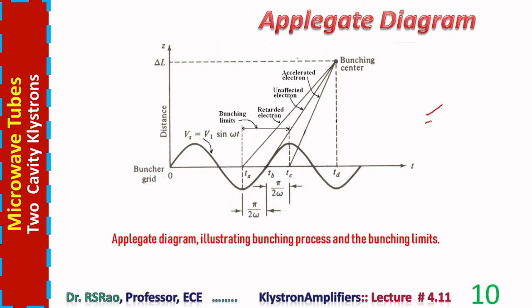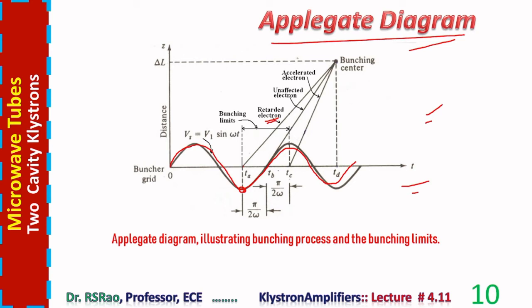The bunch formation can be understood by considering the Applegate diagram, which is shown here. This is the gap voltage, single sinusoidal input voltage. The electron that crosses when the gap voltage is at negative peak, we consider this electron. It faces a certain amount of deceleration, so its velocity comes down. We call this electron the retarded electron.